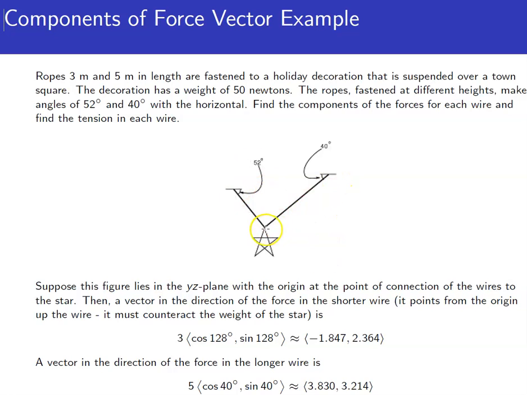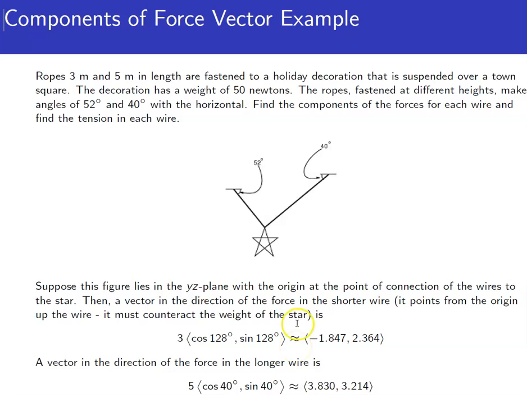Do the exact same thing for the other wire. This angle here would be 40 degrees now, if we're imagining the axis going horizontally again. So we would have 5 as the length of the wire, times cosine of 40 degrees and sine of 40 degrees for our x and y components. Again, this looks a lot like polar coordinate conversions. And we get 3.83 and 3.214 as our components of that one. Those are just vectors that are in those directions.